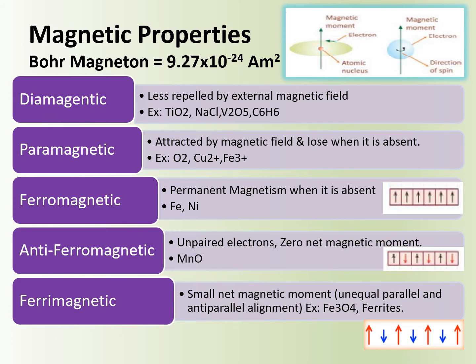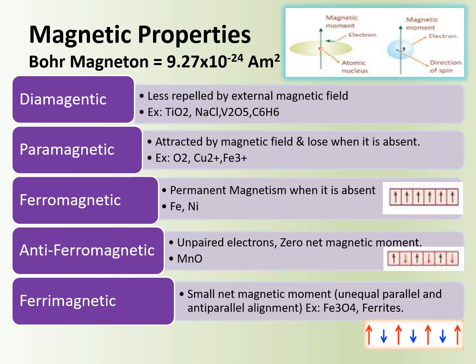Why is it so? The spins are opposite to each other. One is compensated by the other spin. Here one is on the upside and the other one is on the downside, so each one is compensated by the other. So here the net magnetic moment is zero. There is no magnetic moment. The example is manganese oxide.